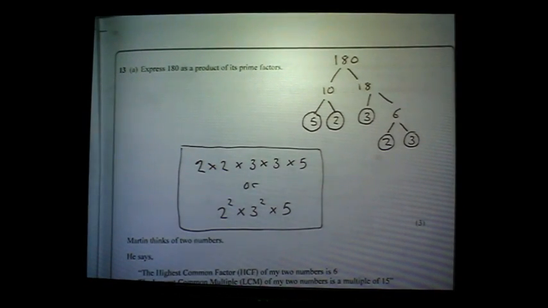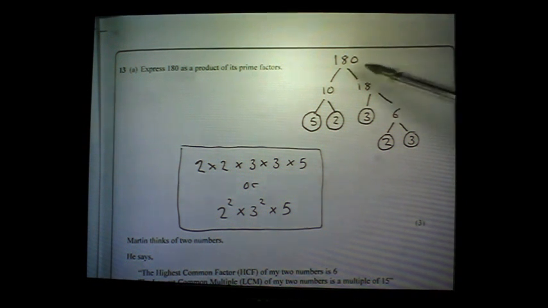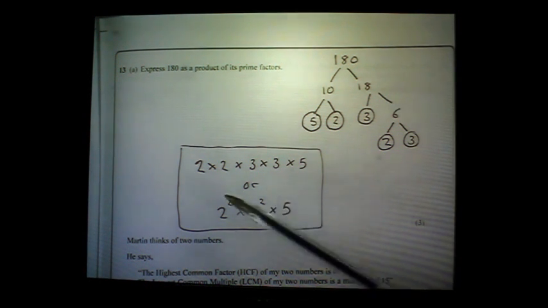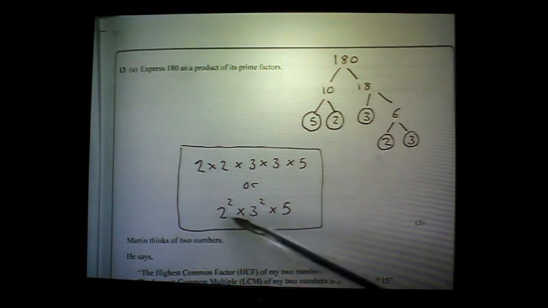Question 13, over the page. There you go. Express 180 as a product of its prime factors. You just draw a factor tree. There are other ways of doing it. You could have done 2 and 90, for example, at the beginning, but I thought that was the easiest way. You can either give your answer as 2 times 2 times 3 times 3 times 5, or you can give it in index notation, which is there. Either answer is fine, but it's a nice, easy 3 marks.